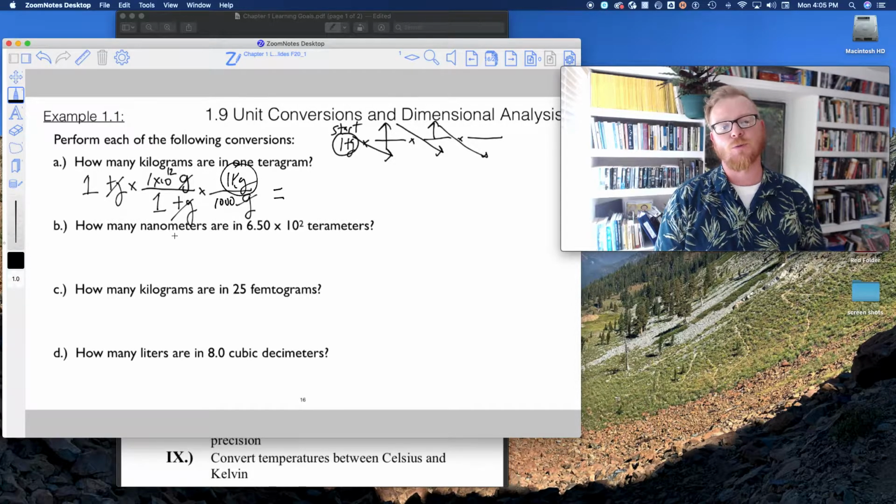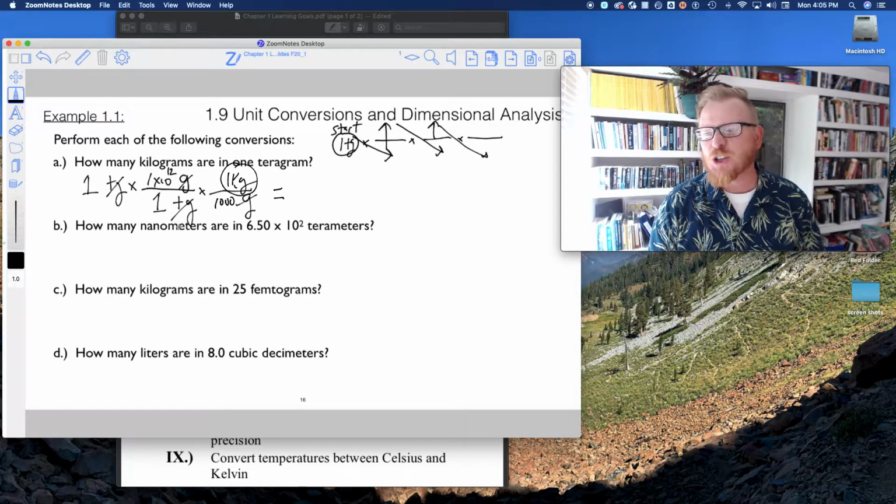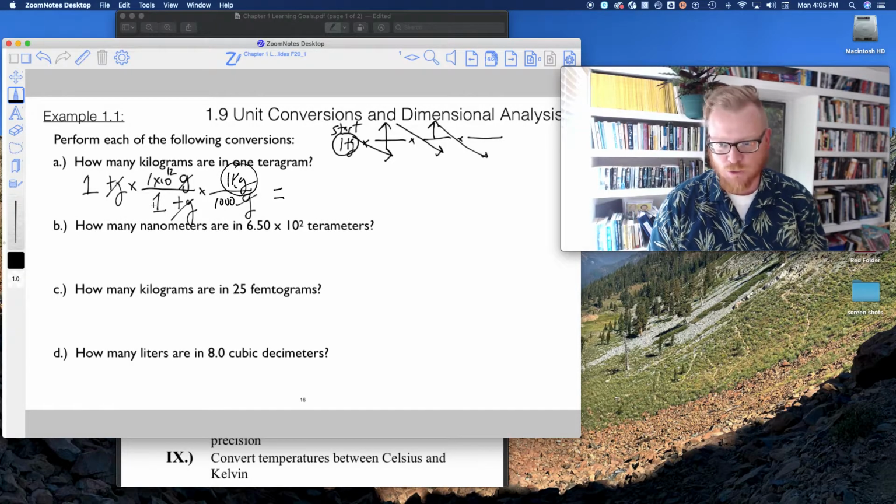You'll recognize all of those ones, right, don't matter. I mean, they do matter for the units, right? But for the math, we know 1 divided by 1 is just 1, right? So it's really just 1 times 10 to the 12th divided by 1,000.